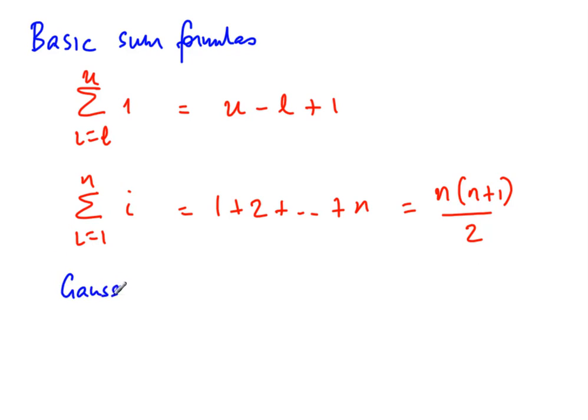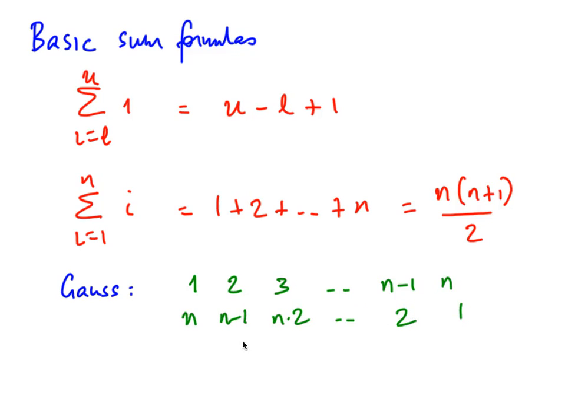Okay, so Gauss made the following observation. So he said, let's prove this. So let's write 1, 2, 3 up to say n. And then in the next row, let's write the same thing in reverse. So we write n, n minus 1, n minus 2 down to 1. Okay.